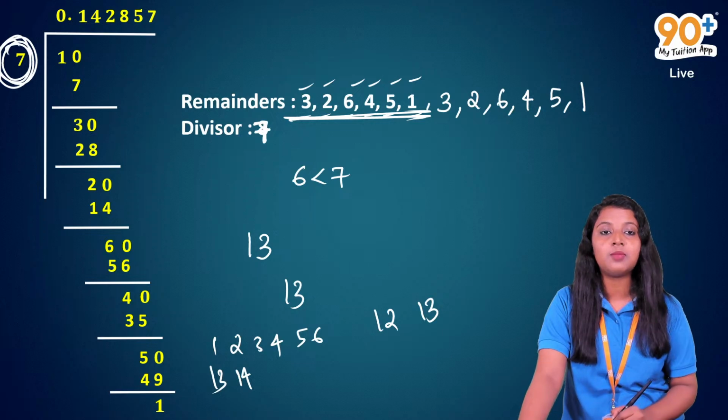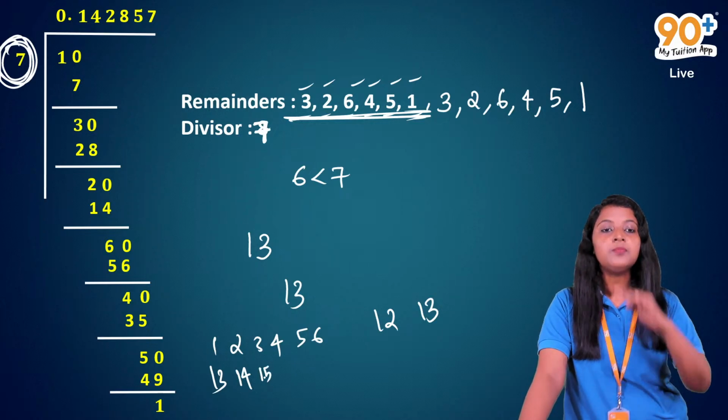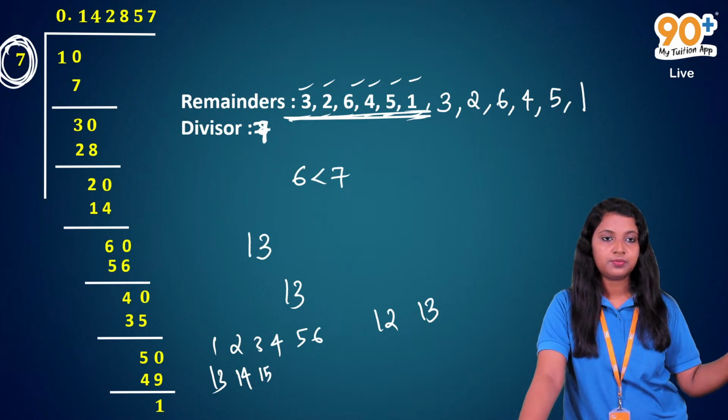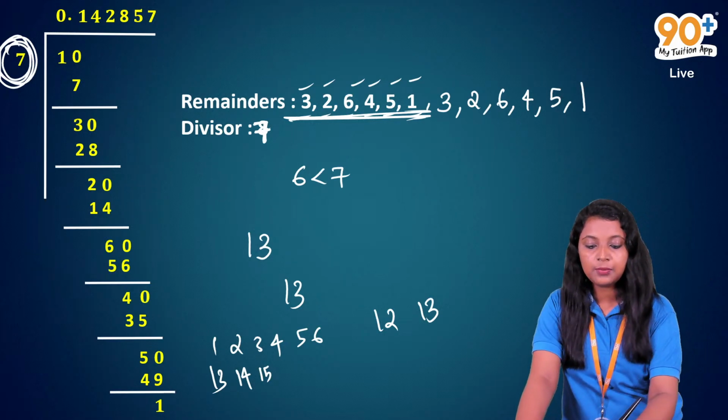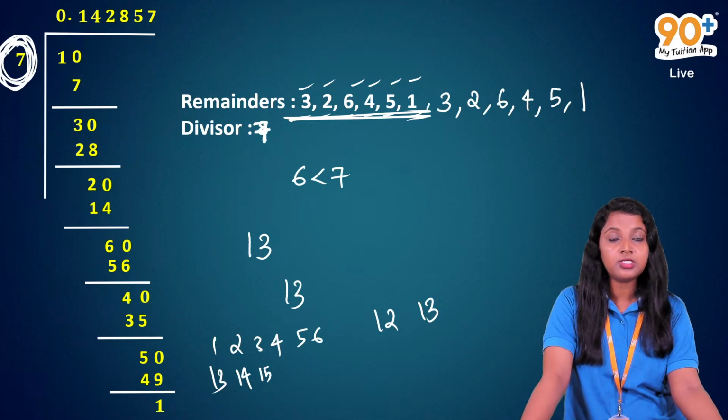The 14th remainder is the same as the second one, and the 15th remainder is the same as the third one. Just like that, it can repeat. So at least up to the number of the divisor you have to check. Equal to the divisor, up to that much the remainders you have to check.